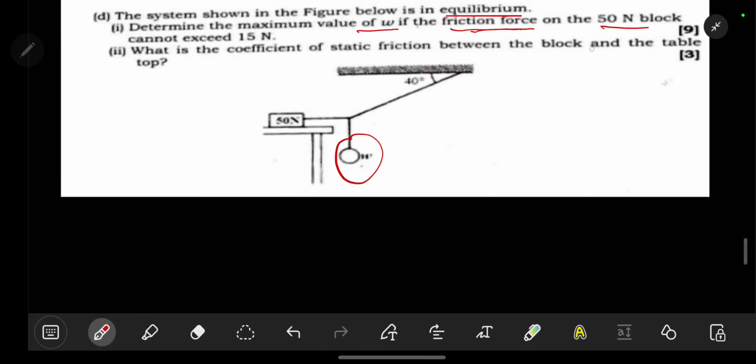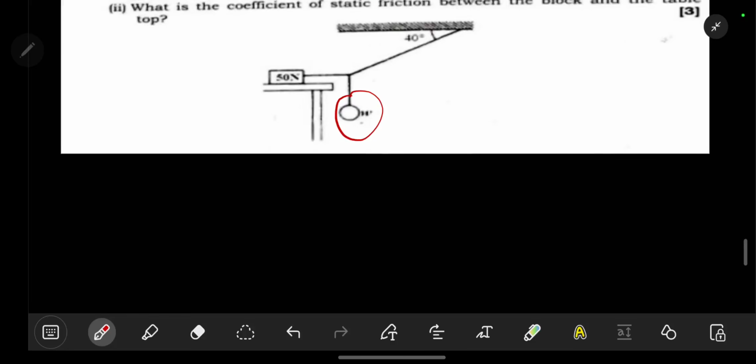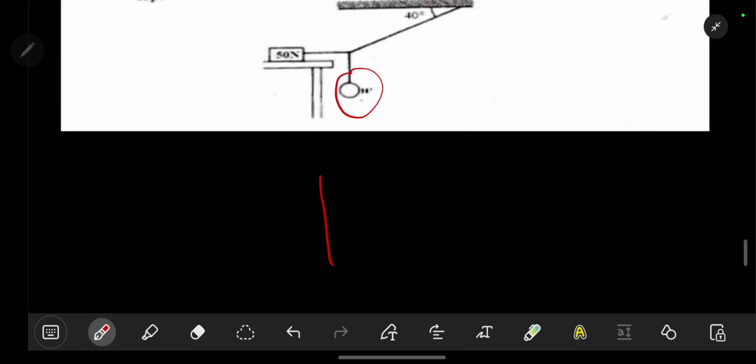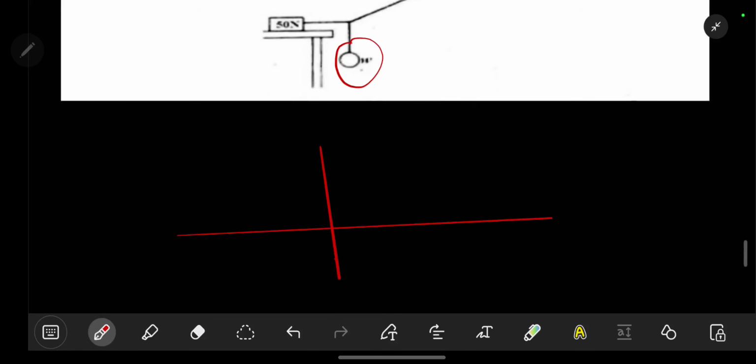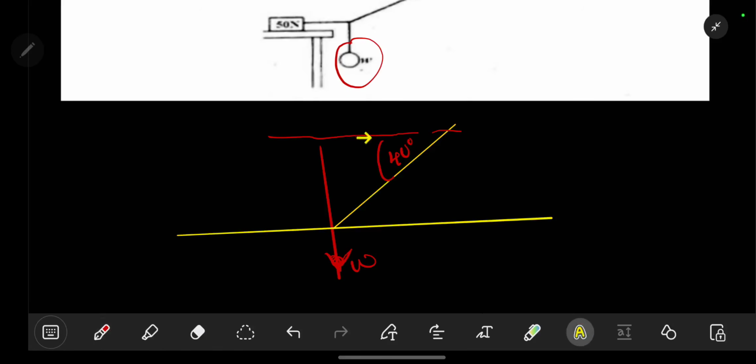So what are we going to do? So what we have is this. So what we are going to do is draw just the Cartesian coordinate, like that. Then draw all the forces. So we have the force downwards like that. So this is our W, pointing downwards like that. Then we have one force acting like that. Then there we have a 40 degrees here. So as you can see, we are forming a Z shape like that. So this is a Z shape.